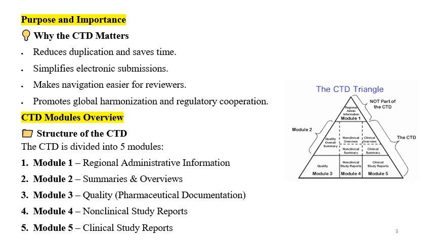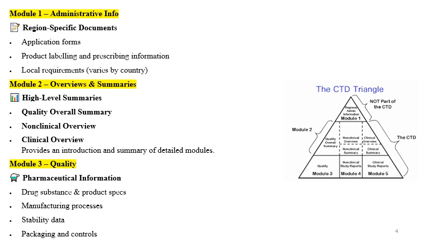Then module 1, actually it is not a part of CTD, but it provides regional and administrative information. Module 2, module 3, module 4 and module 5 are the main content of the CTD that is related to the product. Module 1 is for the administrative information, region specific documents. It includes application forms, product labeling and prescribing information, local requirements. Those vary by country. So specific countries have different requirements. Those are considered in module 1.